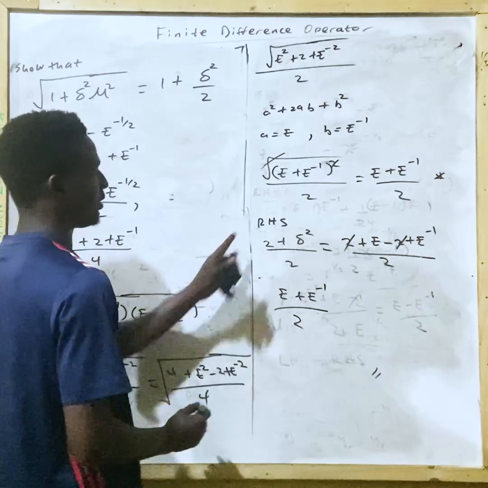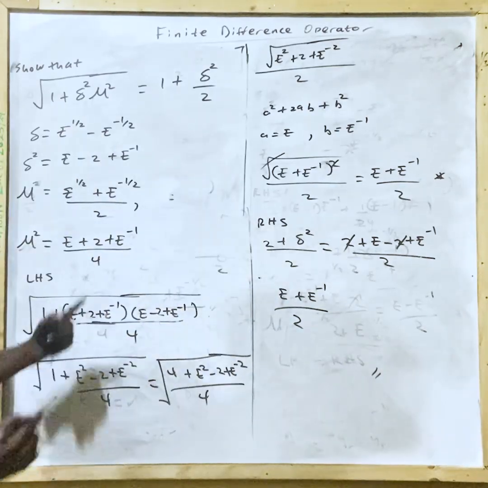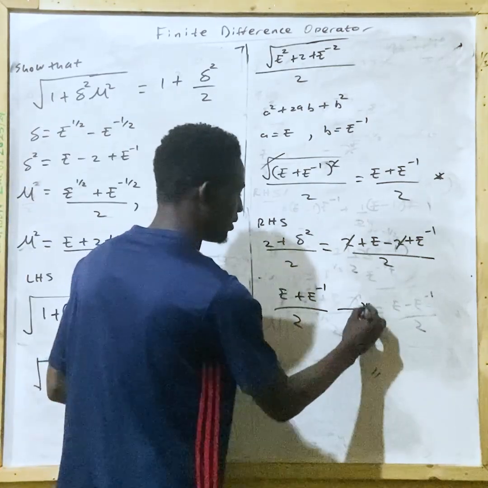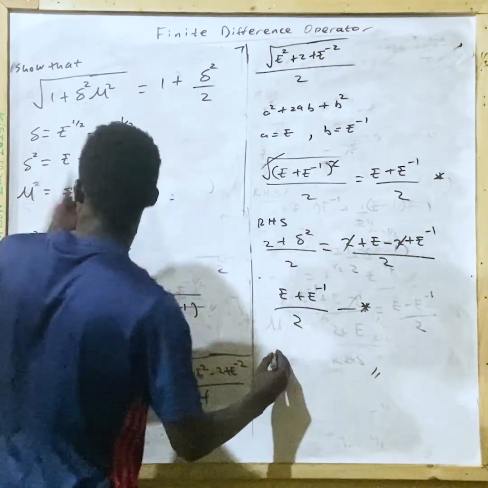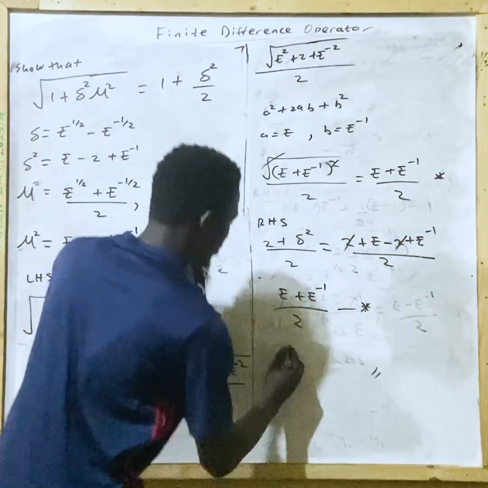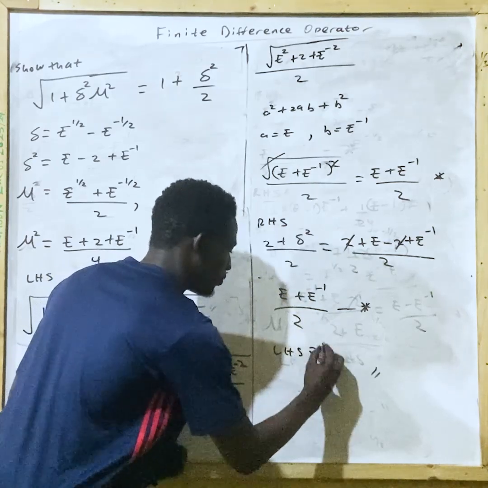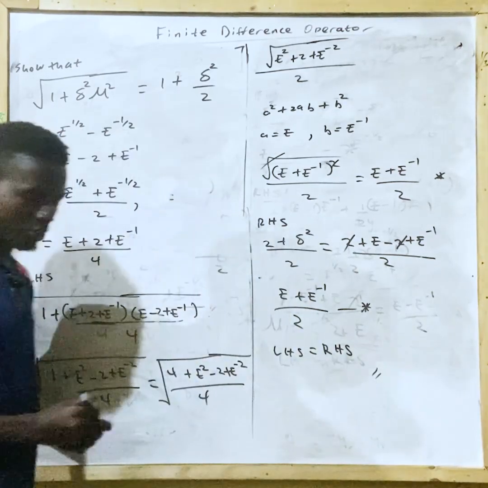Since you've shown that the left hand side and the right hand side are equivalent to the same thing, we've successfully shown that this is equal to this. So left hand side equals right hand side.